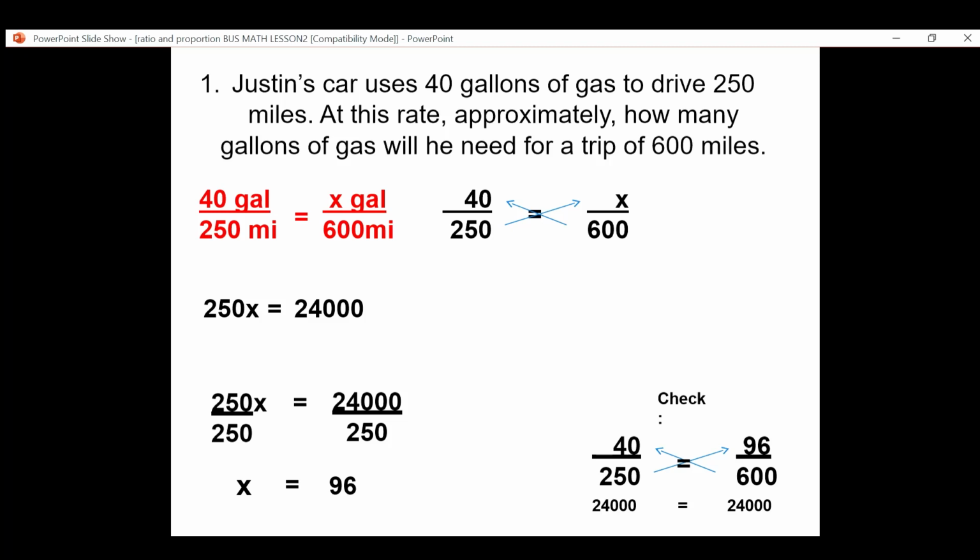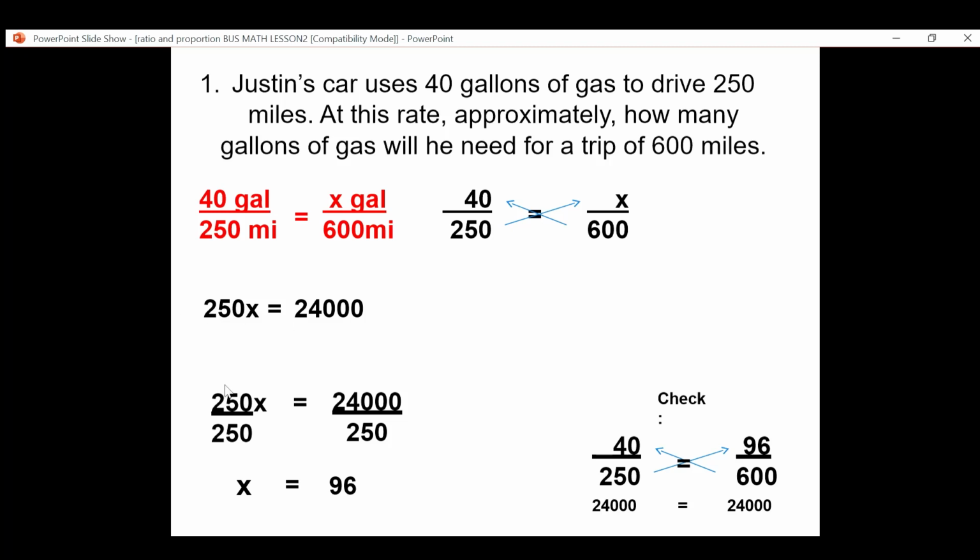And then how many gallons of gas? So letting that be equal to x. So x gallons over 600 miles. So cross multiplying, we have 40 times 600. That is 24,000 and 250 times x, that is 250x.